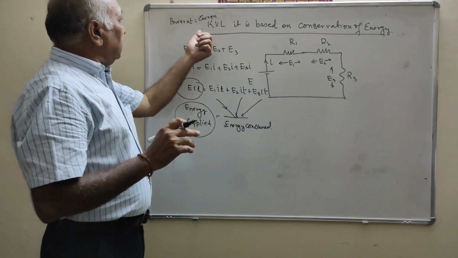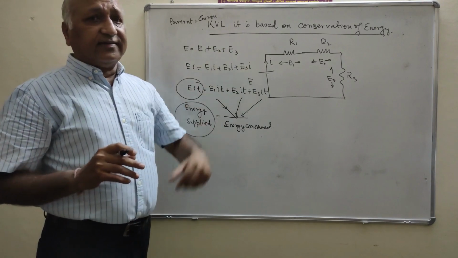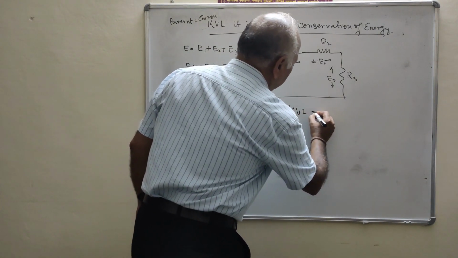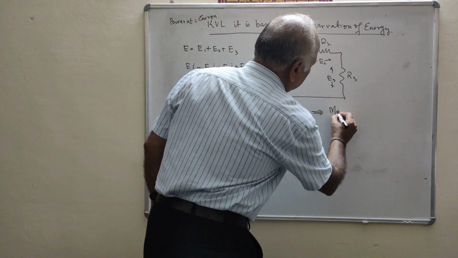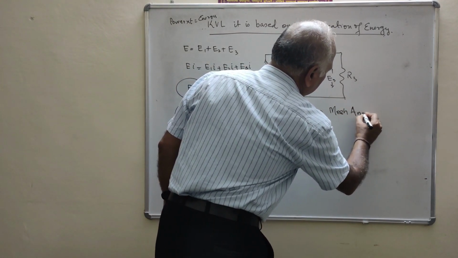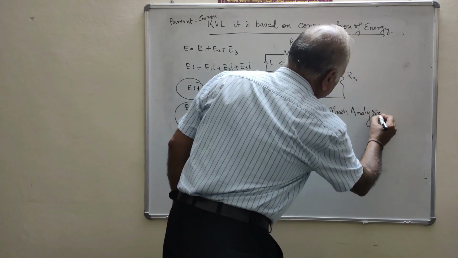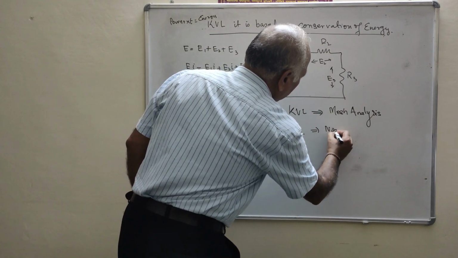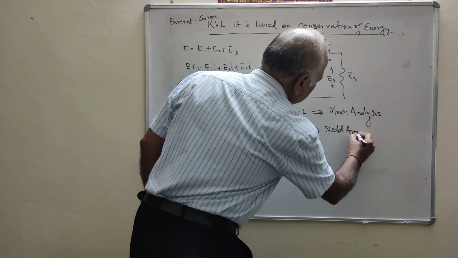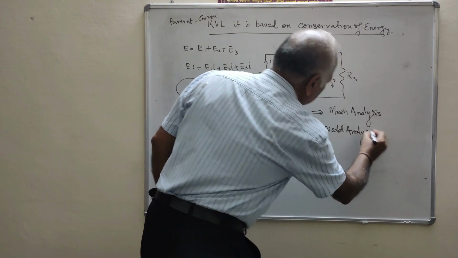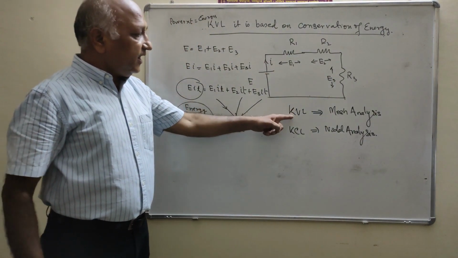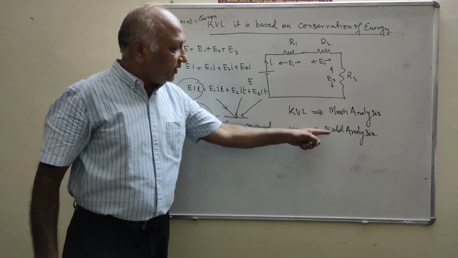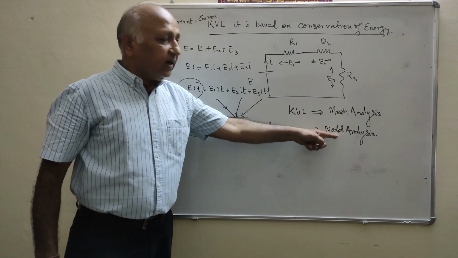Now the KVL and the KCL. The KVL is used in the mesh analysis, where the KCL is used in the nodal analysis. Clear?